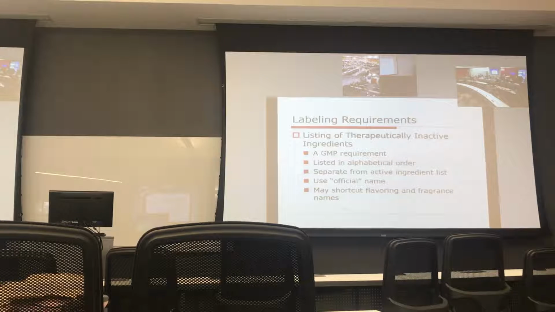Okay, other labeling requirements. Must list all therapeutically inactive ingredients. Obviously, it has to list the active ingredients as well, but it has to list the other things that you learned about in pharmaceutics that are part of making a capsule or compressing a tablet, the binders, the excipients, all those different pharmaceutics words you learned. Again, the reason for this is because some patients may have an allergy or a very severe adverse reaction to those, and they do need to be included so that you can trace back. This is one of those GMP, good manufacturing practices requirements. They must be listed in alphabetical order to help you find those.